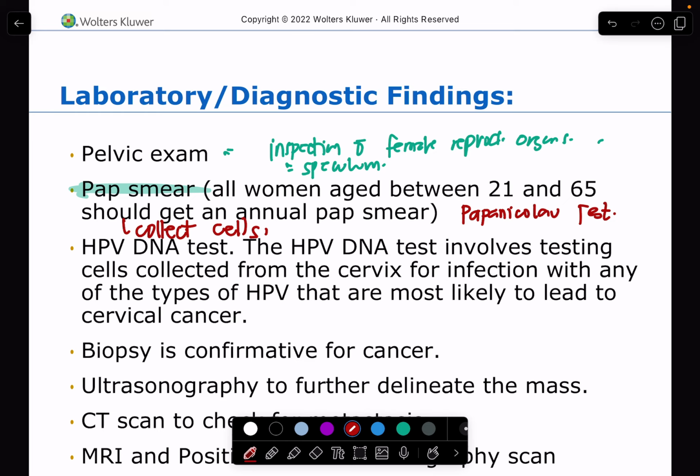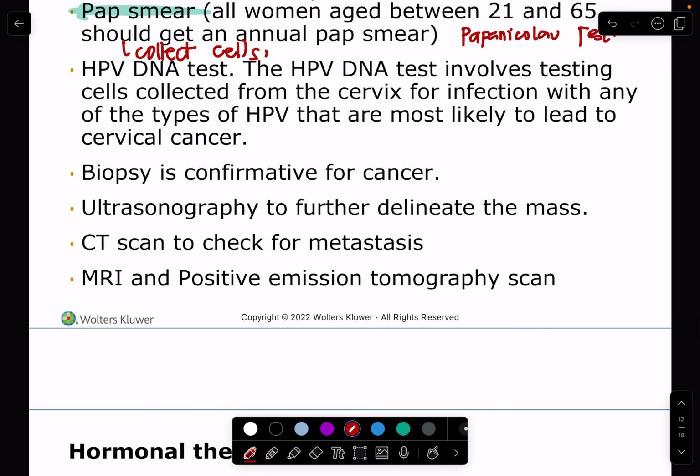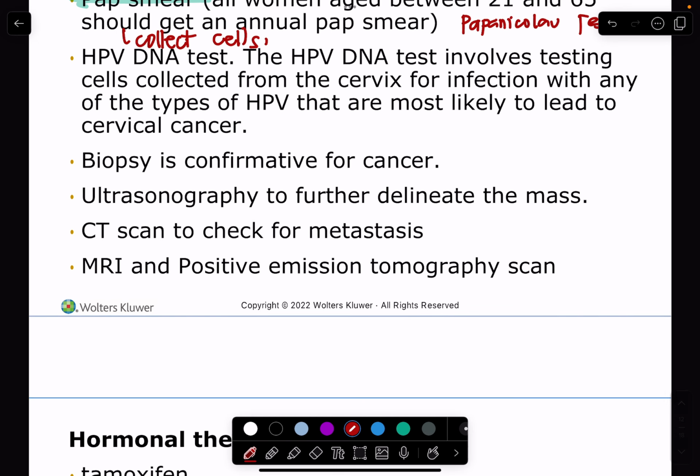This involves testing cells collected from the, ito yung sinabi ko kanina, no? So, this is where collected cells coming from the pap smear will be sent to the laboratory and they will check it under the microscope. Okay? And we will have to check for the presence of HPV.